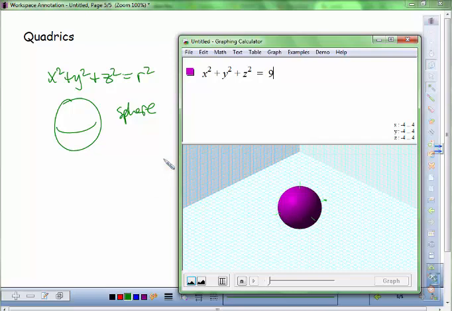Now, the difference between a circle and an ellipse is that the coefficients for the x squared and y squared or z squared are not all the same. So if I have a 2 x squared and something else y squared and then something different z squared is equal to something else, then I'll have an ellipse, a three-dimensional ellipse. If I take this and multiply it by 2, I don't know if you can tell, but it got stretched out a little bit. Let's exaggerate this, multiply this by 9.